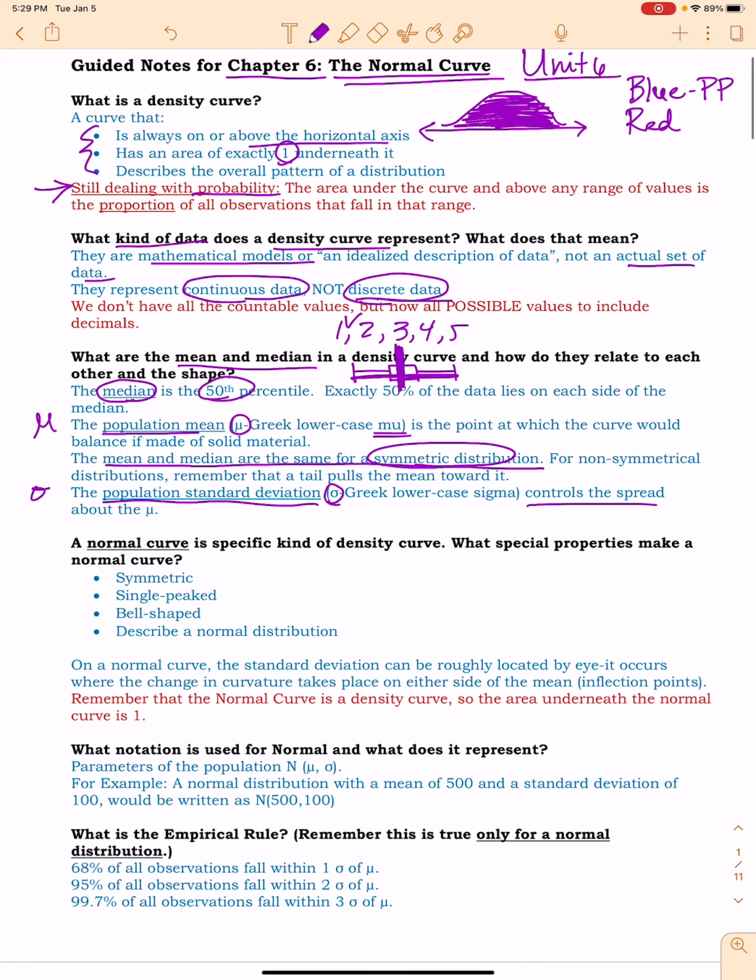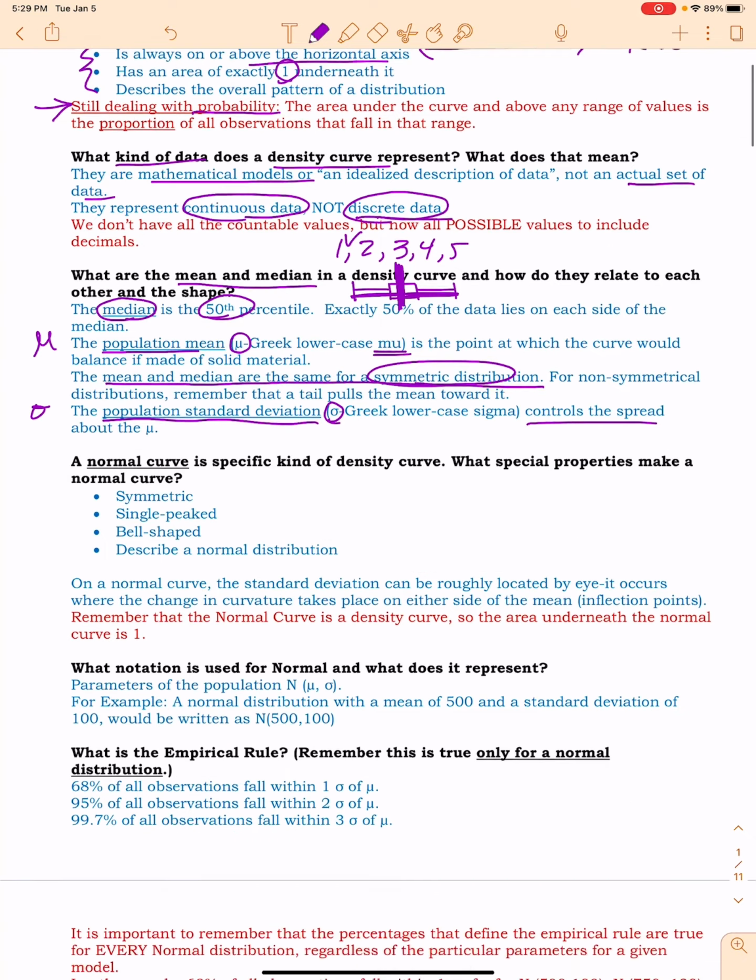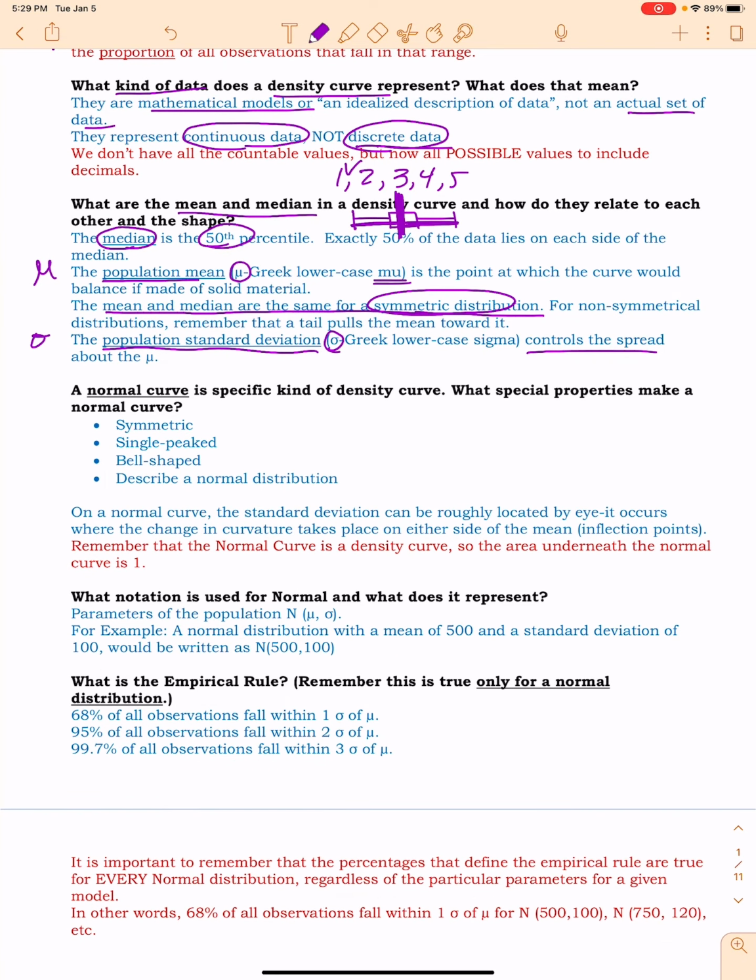Okay, so our normal curve is a specific kind of density curve. So what makes it a normal curve as opposed to something else? Well, there are some specific properties that make a density curve a normal curve. And they are as follows. We must have symmetry. That means that when I look at a curve, this right here would represent the mean or median. And that means that 50% of my data lives here and 50% lives here. So it is perfectly symmetric.